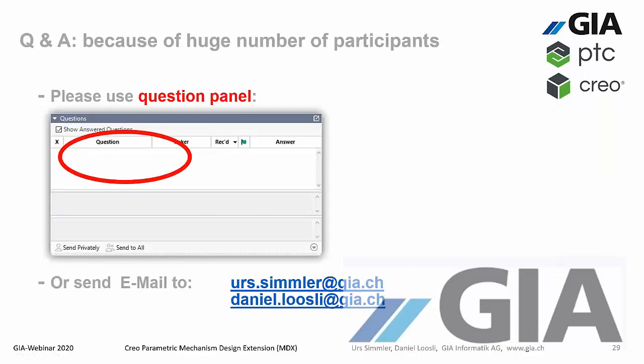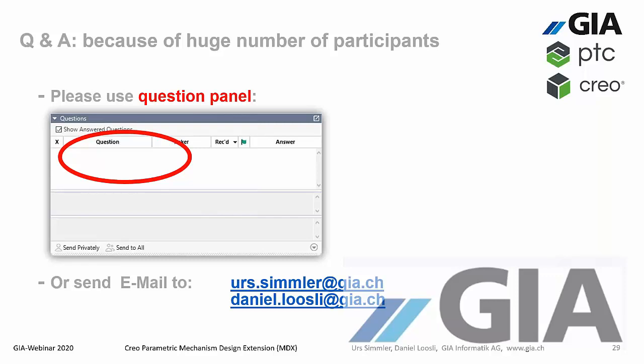I will check the question panel. Are there any questions so far? One moment, yes, there is one. When I press the mechanism button on the analysis tab, I get a Creo error: the option mechanism design has not been acquired. Oh, that might be if you really have a very old version or license. This must be at least, I would say, 12 years old. Then mechanism design was not included.